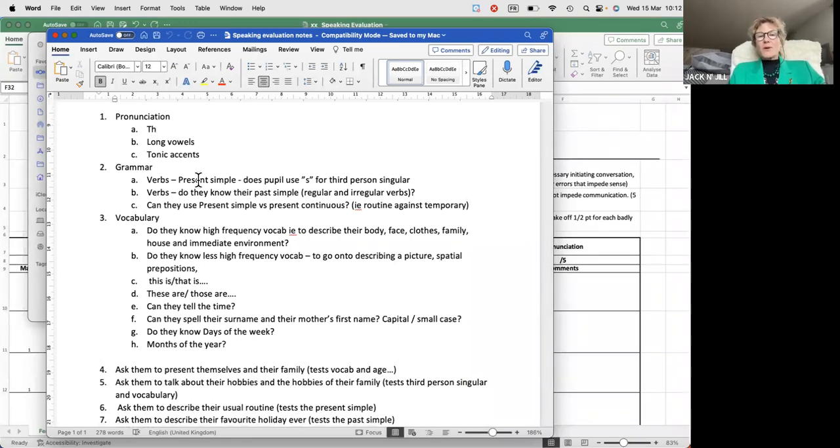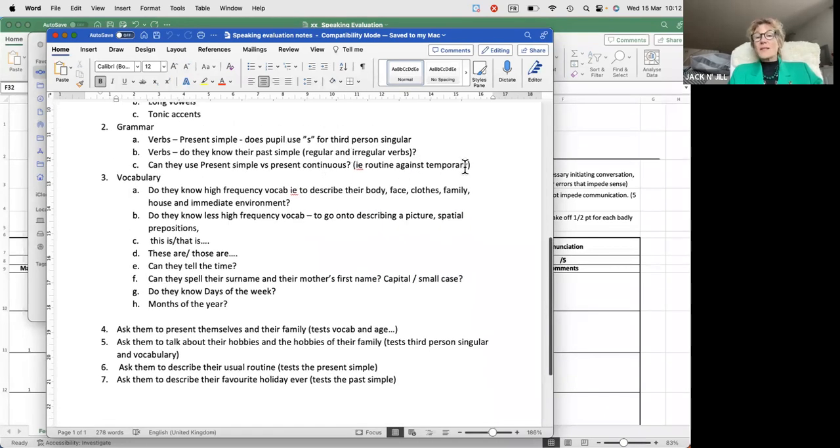We're looking for the verbs. Do they know how to use the present simple in the third person singular? He goes, she buys, she walks. Can they use the present simple as opposed to the present continuous? Do they know the difference? Obviously, then we'll go on to the past simple.